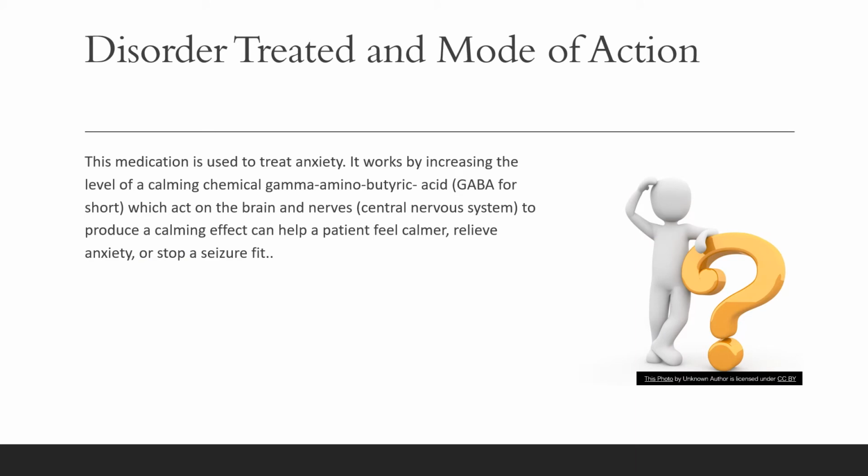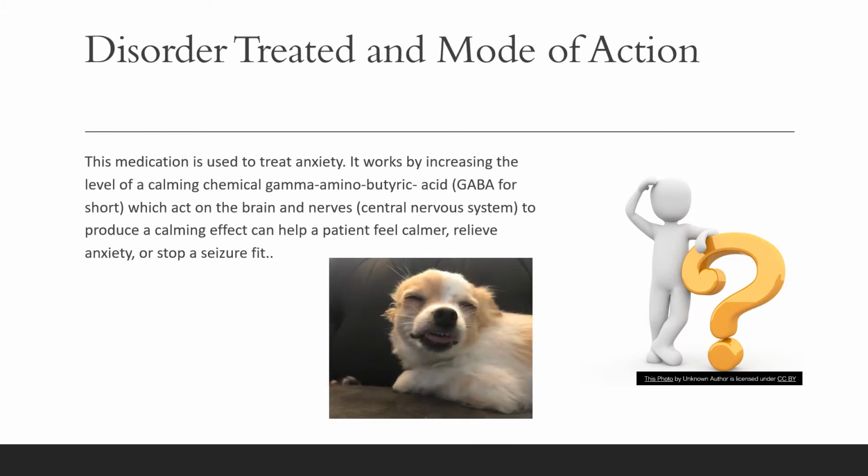How does lorazepam work, you might ask? It works by increasing the level of the calming chemical gamma-aminobutyric acid, GABA for short, which can help a patient feel calmer, relieve anxiety, or stop seizure fits.